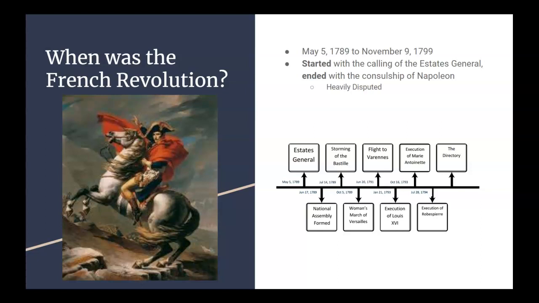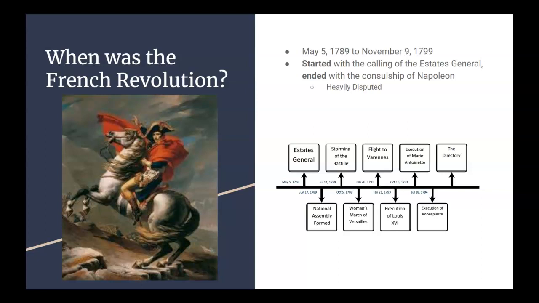Now, what ends the French Revolution is the consulship of Napoleon. That basically just means when Napoleon, this guy, becomes in charge of France. He does a lot of things, which we'll get into later, but he kind of wiggles his way into becoming leader of France. Not emperor yet, but just like leader or first consul of France.